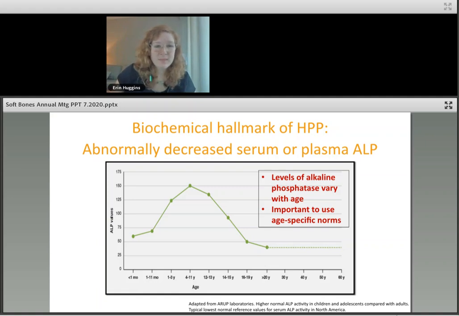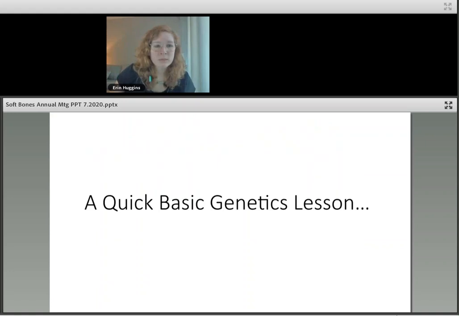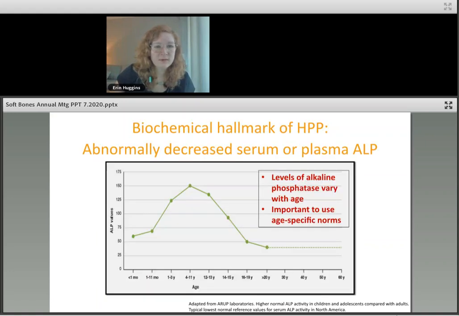So we see quite a peak here, around 4 to 11. I don't know if you guys can see my clicker. That is when the ALP levels are the highest, and then it starts to level out down past age 20.